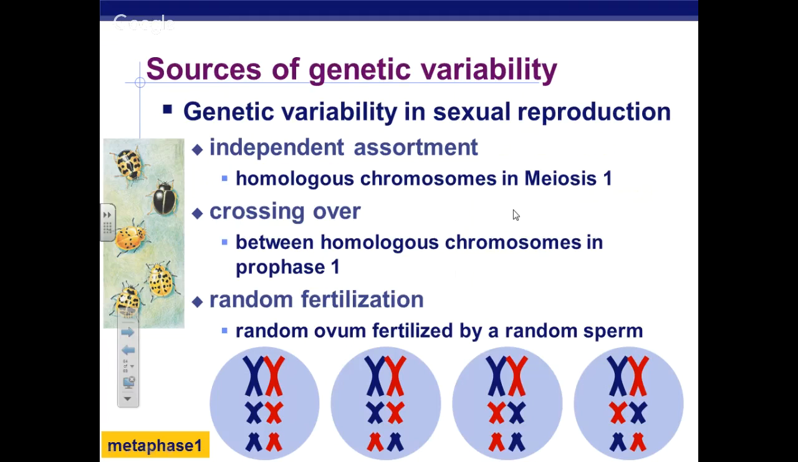Does that make sense? So it's random which egg is released every month, and it's random which sperm actually gets to be inserted into that egg. Tons of sperm are released in every ejaculation, but only one will be the winner. That's what I always tell people.